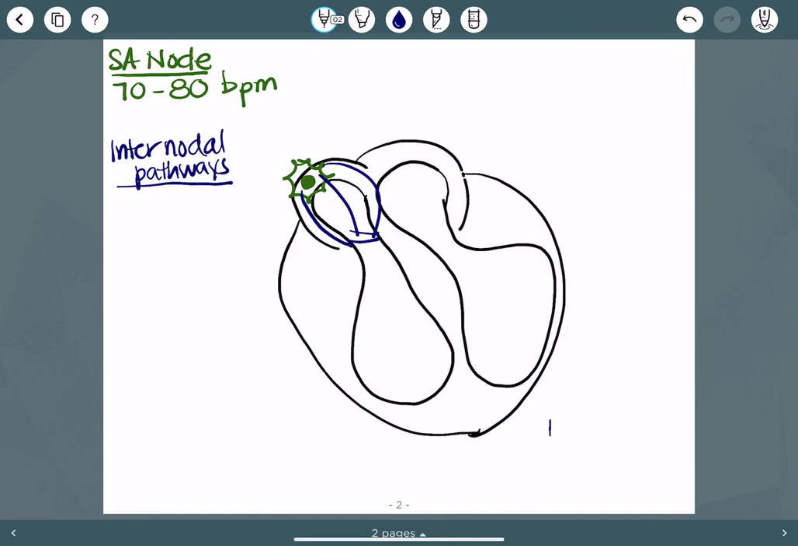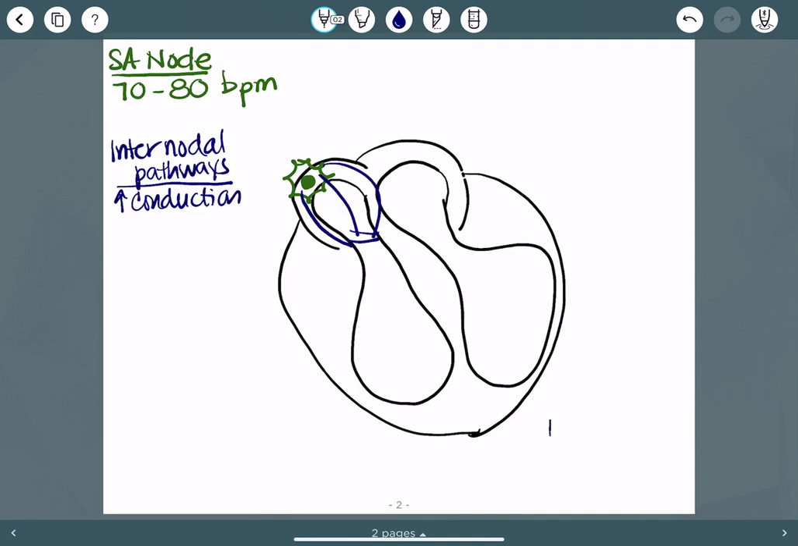These are significant because they have 2 times faster conduction than a nodal cell, like a cell that's in the SA node or the AV node. So it allows for very rapid velocity of conduction. So internodal pathways have super fast conduction. So it spreads that signal throughout the atria really, really fast. Those are internodal pathways. Their benefit is they have very, very fast conduction rates.